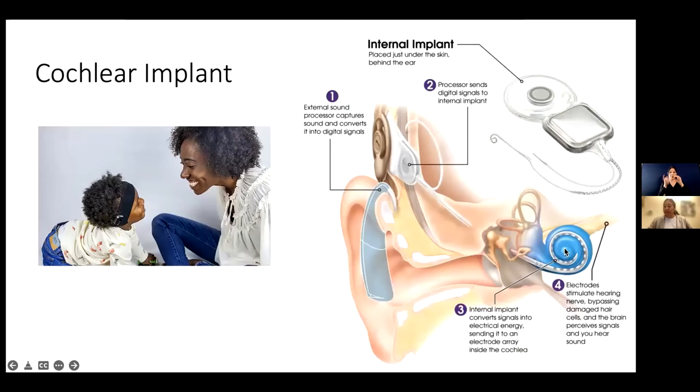So the way that it works is that the external sound processor, which sits on the outside of the ear, picks up sound from the environment like a hearing aid. But where it differs is that it picks up this sound, it converts it into a digital signal, which is then sent across the skin to this internal component here, which then sends the sound down into the inner ear and stimulates the hearing nerve and sends sound to the brain that way.